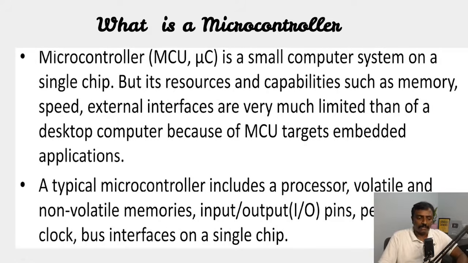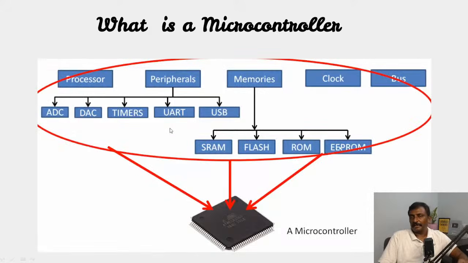A typical microcontroller looks like this. You have the processor, the ALU, and the peripherals. The peripherals may include the analog to digital converter, digital to analog converter, timers, UART, USB. Not limited to this, you also have CAN (controller area network), LIN, Ethernet, HDMI, and memory controllers. There may be more peripherals which are not shown in the slide.